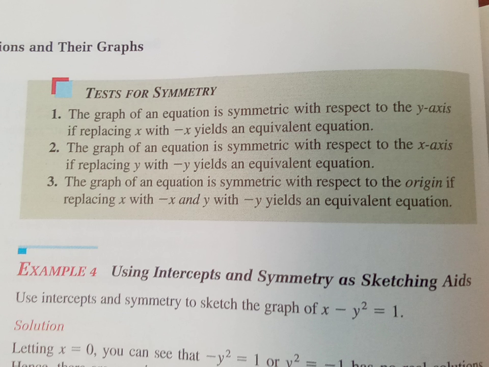So I'm looking at 21. X squared minus y equals 0. And the question is, is this symmetric about the y-axis? Is this symmetric about the x-axis? Is this symmetric about the origin? All right, so let's start with the y-axis.